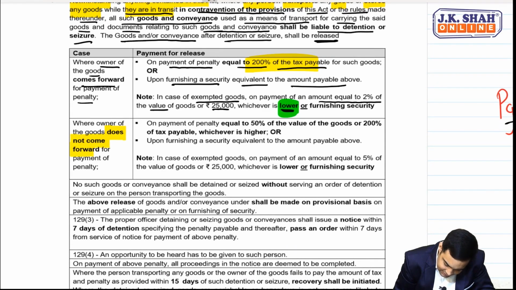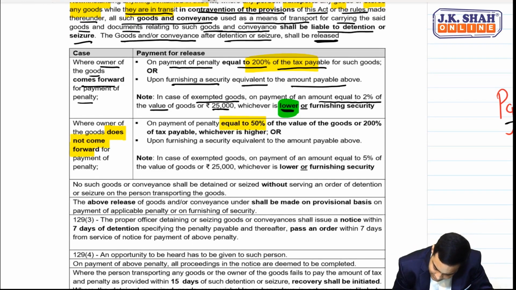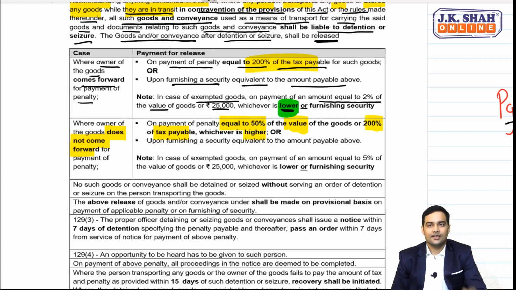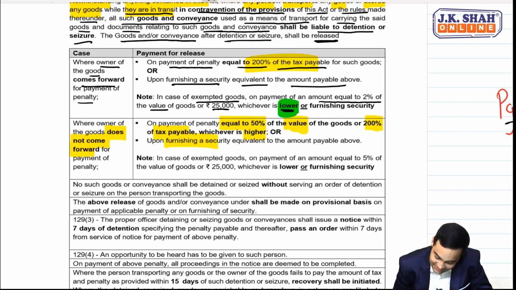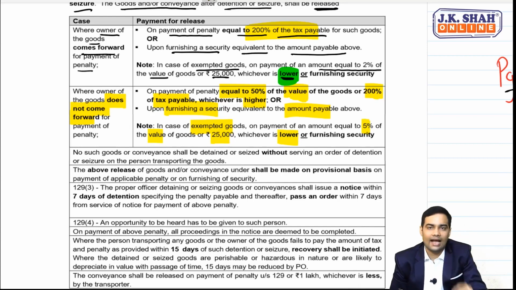Where the owner does not come forward. If he does not come forward, penalty equal to 50% of the value, or 200% of tax, whichever is higher. 50% of value, double it for IGST, or furnishing security of the amount payable above. Note, in case of exempted goods, 5% of value or 25,000, whichever is lower. This remains same as it was earlier.